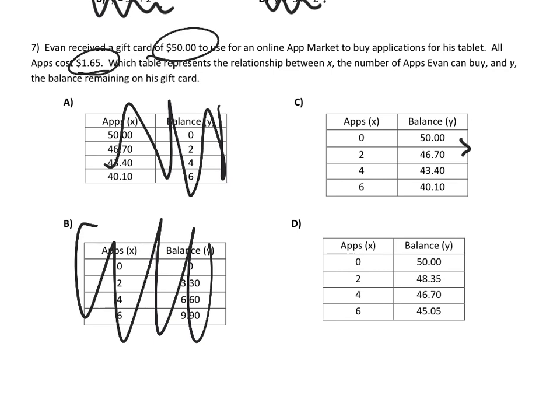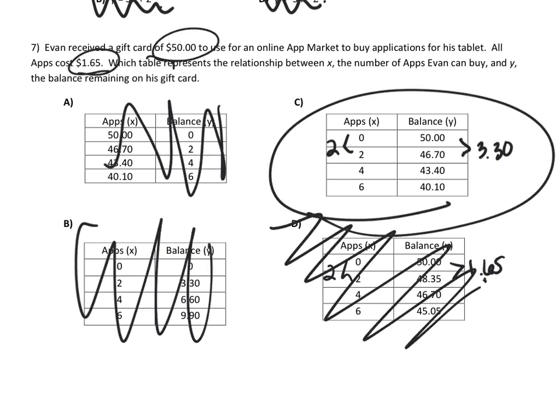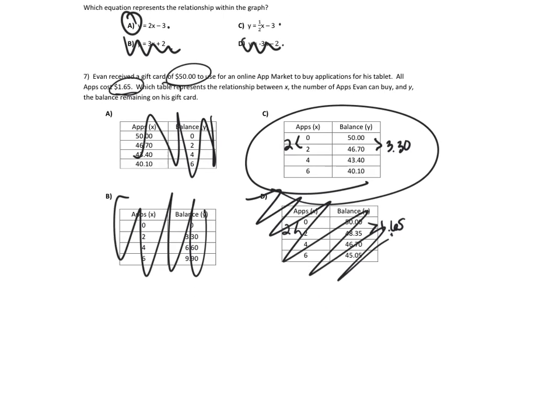Okay, the change here is about $3.30 for 2 apps. The change here is about $1.65 for 2 apps. It said each app costs $1.65, so this is going to be less than $1.65 on D. So we're going to mark that out, and our answer choice is C.